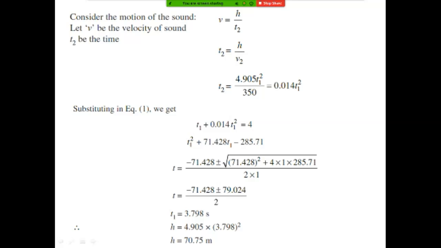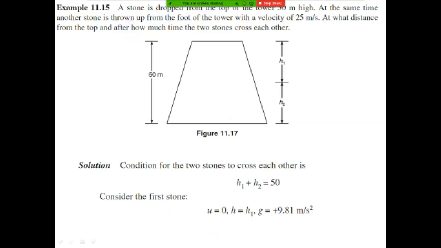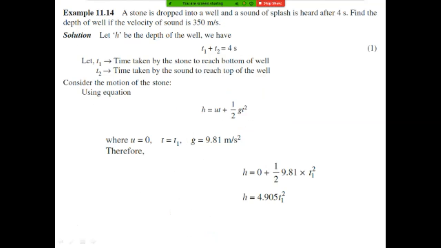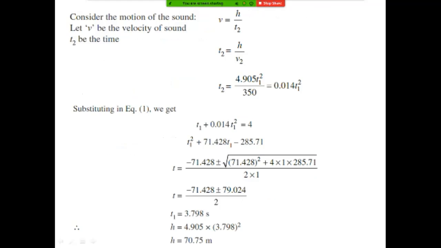I will substitute this T1 over this equation, h is equal to 4.905 T1 square. Here I found T1, so I substitute the T1 over here. So I found the height of the well: the well is at a depth of 70.75 meter from the ground surface.